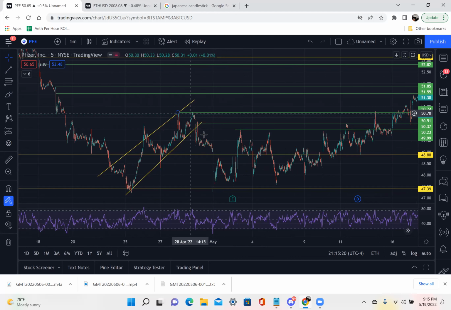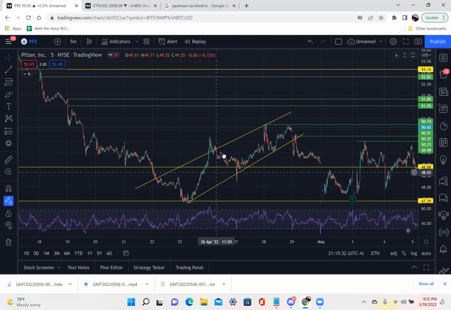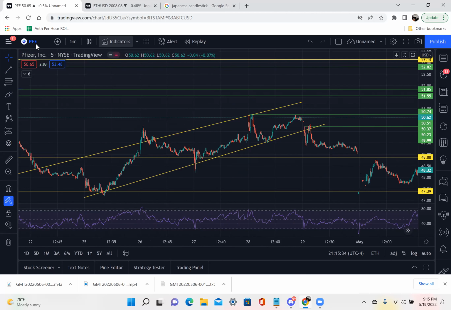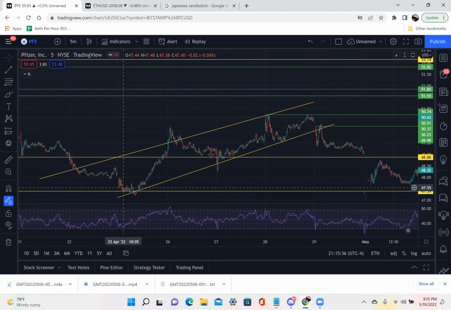So you can see this cannot be a pullback. These are definitely pullbacks and pops back up. This is pulling back from it hitting a resistance. And this is important to talk about. When you see a stock do this, and especially a small account builder, a stock that does not move $10 a day, $5 a day.